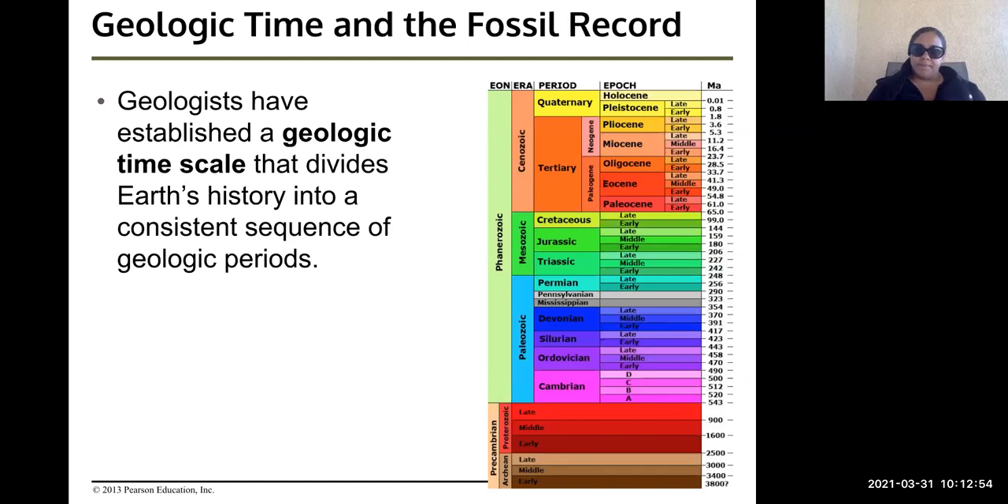Geologic time. Geologists have established a geologic time scale that divides Earth's history into a consistent sequence of geologic periods. We've all heard of Jurassic Park. Jurassic was an actual period in time on the geologic time scale, and a lot of dinosaurs lived during this time. So that's where that movie got its name. They could have called it Triassic Park or Cretaceous Park too, but Jurassic just went better.